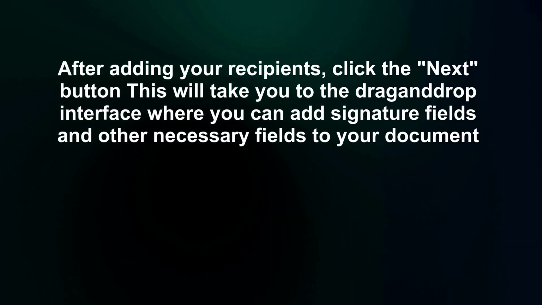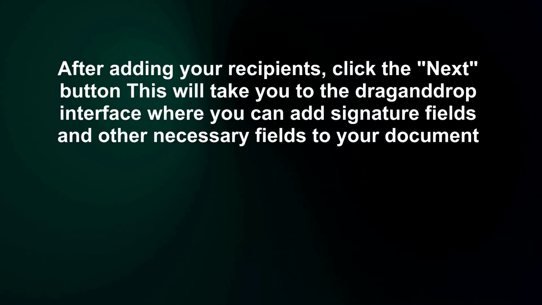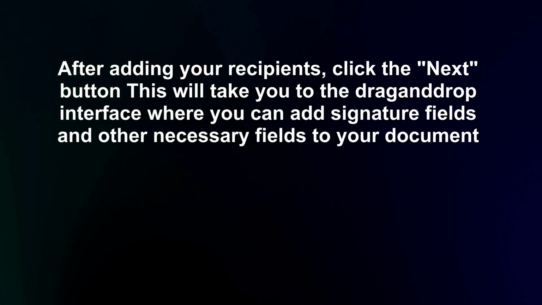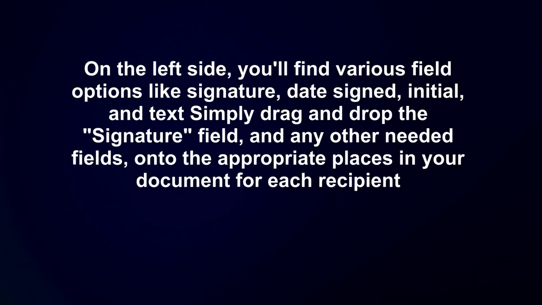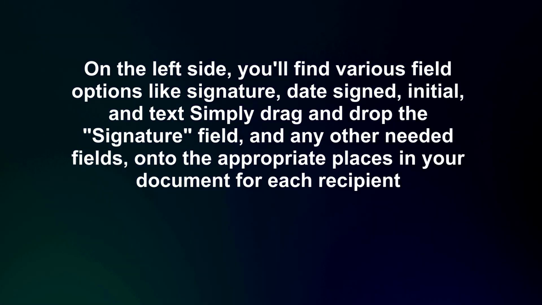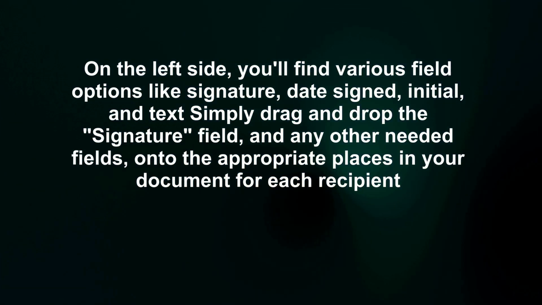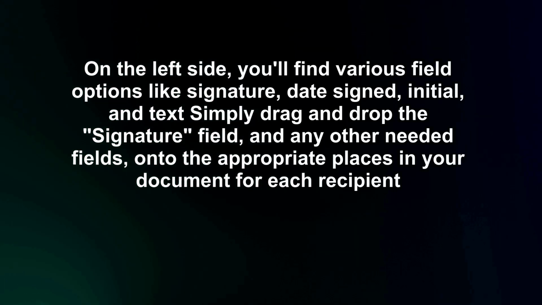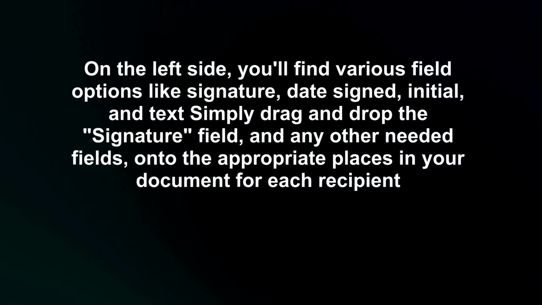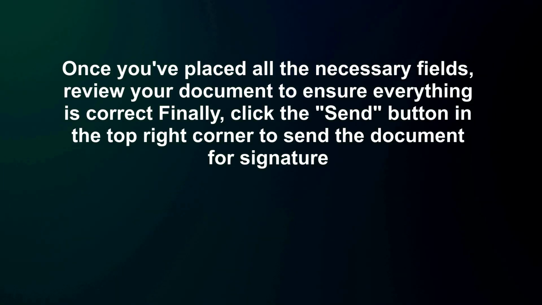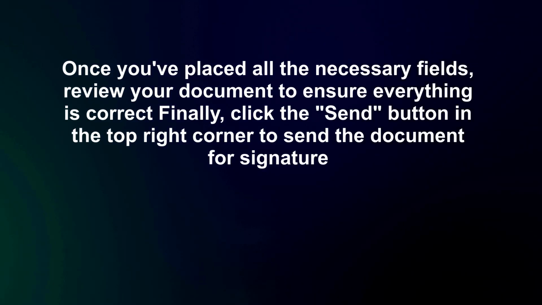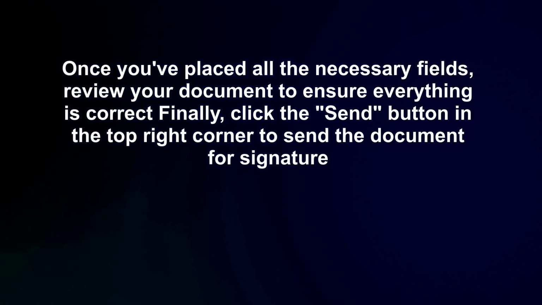This will take you to the drag-and-drop interface where you can add signature fields and other necessary fields to your document. On the left side, you'll find various field options like signature, date signed, initial, and text. Simply drag and drop the signature field and any other needed fields onto the appropriate places in your document for each recipient. Once you've placed all the necessary fields, review your document to ensure everything is correct.